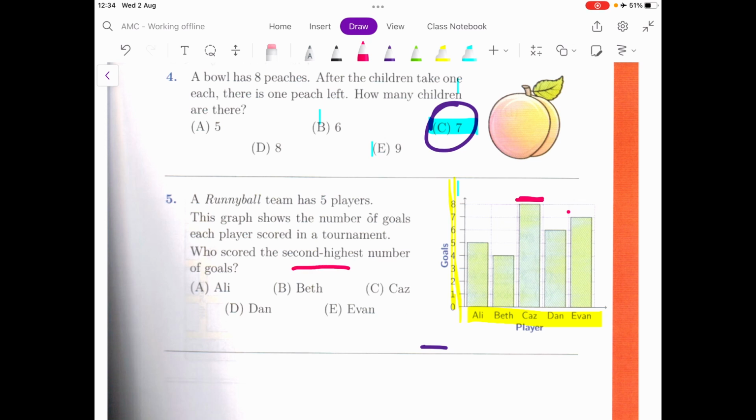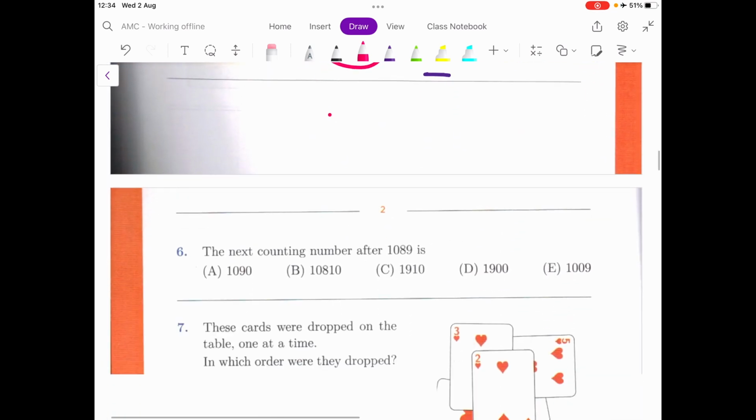So the second highest bar is this bar. So who is the name? This is Evan. So Evan is the correct answer for this question. If they were looking for lowest, you can read the graph. Lowest is here, highest is here, second highest is here. You can read the graph and find the answers.